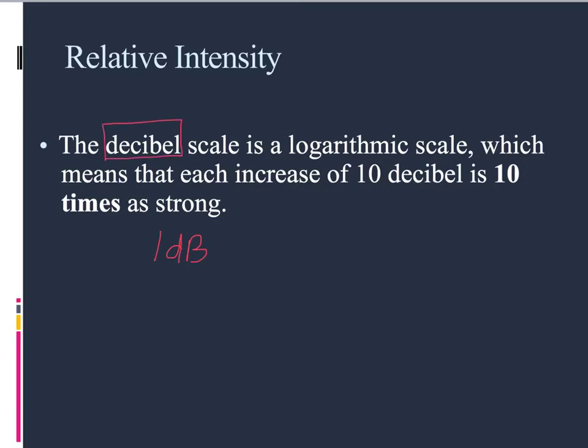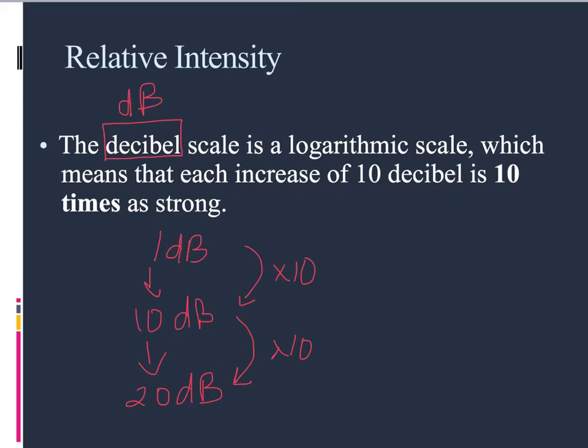So let's just highlight that up here. Remember that, decibel. So if something is 1 decibel and it increases to 10 decibels, then what's happened is it's 10 times as strong. So we've multiplied it by 10. If we increase that again by 10 to 20, now we're at 20 decibels. We've increased that again by 10 times. So what that means is going from 1 to 20 decibels is a 100 times increase in the relative intensity of the sound.